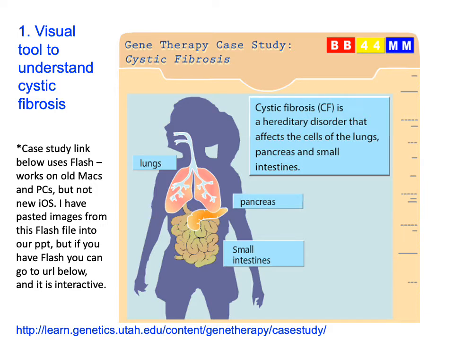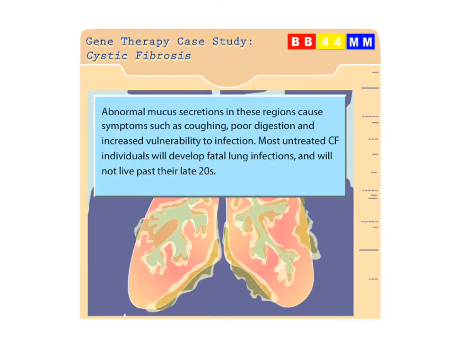It's a hereditary disorder. It affects the cells of the lungs, pancreas, and small intestines. And what happens is that abnormal mucus secretions in those tissues cause symptoms such as coughing, poor digestion, and increased vulnerability to infection. Most untreated cystic fibrosis individuals will develop fatal lung infections and not live past their late 20s.